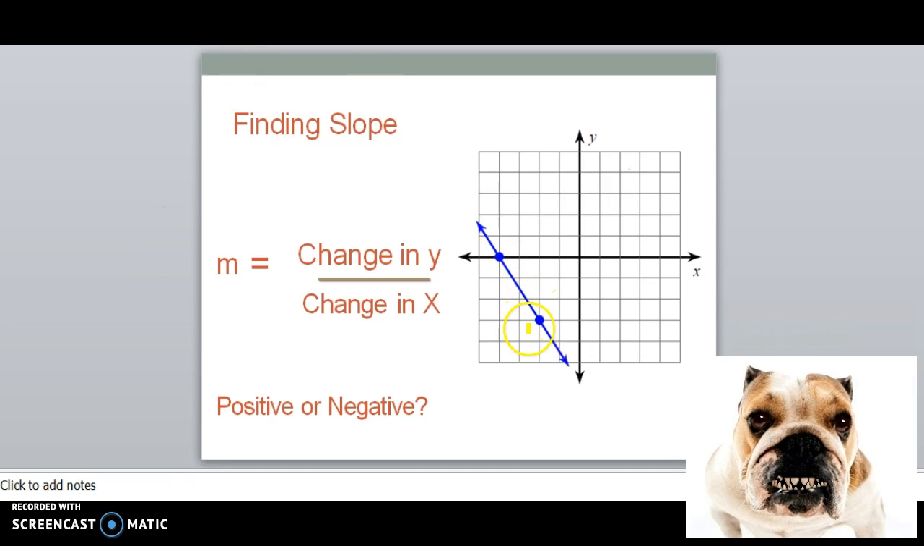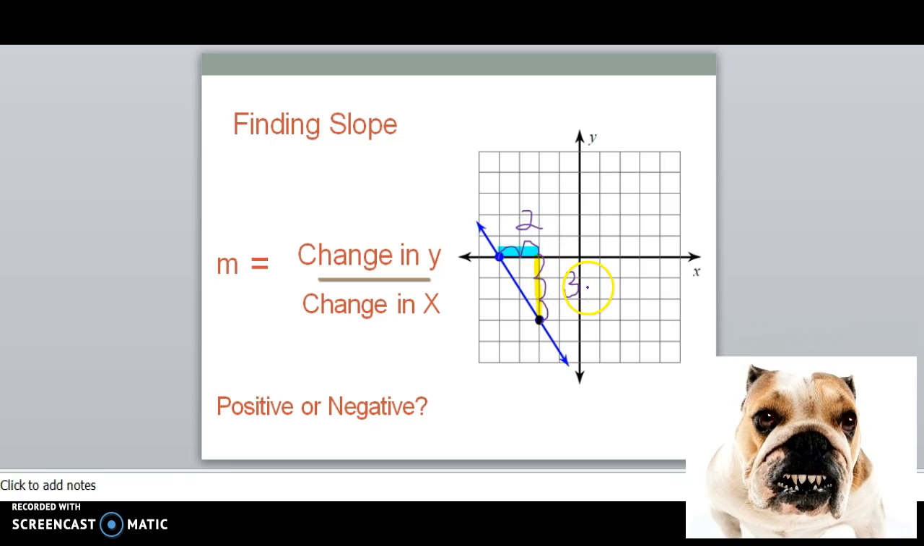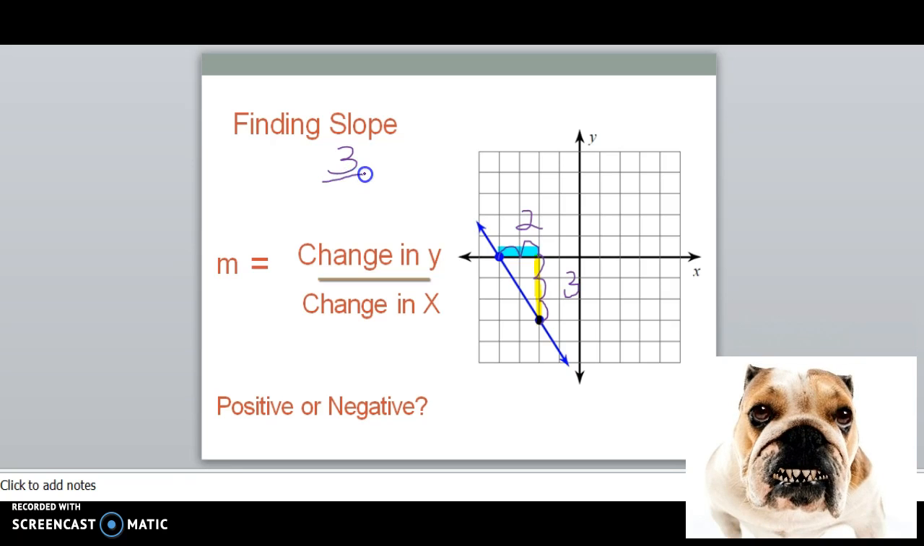Here's my next example. My change in y is my rise. My change in x is my run. I'm going to rise 1, 2, 3. And I'm going to run 1, 2. Therefore, my slope is 3 over 2. And if I look at the line, it goes down. Therefore, it's a negative slope.